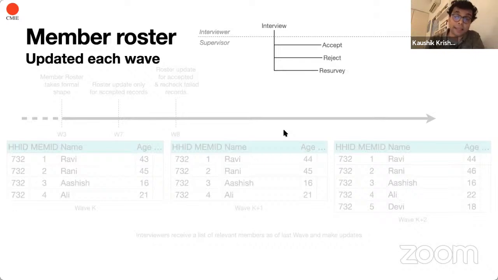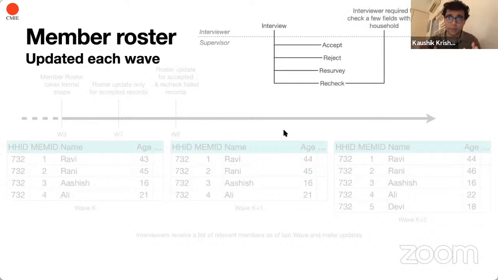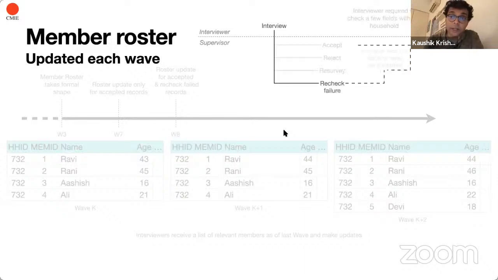And then the last thing that a supervisor can do is say, you just need to recheck some of the data. I don't need you to go and redo the entire survey, but there are a couple of fields here where I need you to check with the household whether this information is accurate. That's what's called a recheck. Sometimes a recheck can't be done, and that's called a recheck failure.